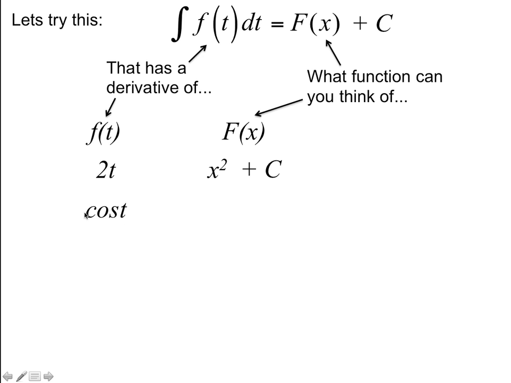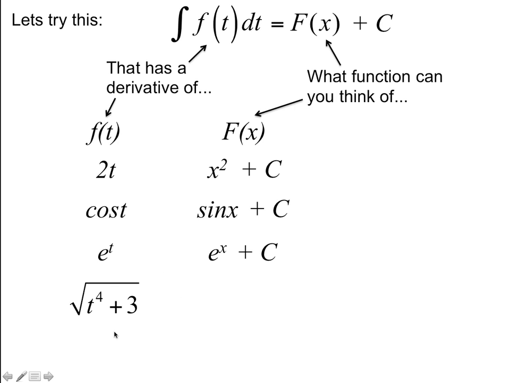So let's try this again. What function can you think of whose derivative is cosine? So what do we have to differentiate to get cosine? We have to differentiate sine. So the sine would be the antiderivative, and then we would put a plus c on the end. What function can you think of whose derivative is e to the t? So what do we have to differentiate? We have to differentiate e to the x plus c. And like I said, this variable change, don't think too much about it right now. We'll address that in just a second.